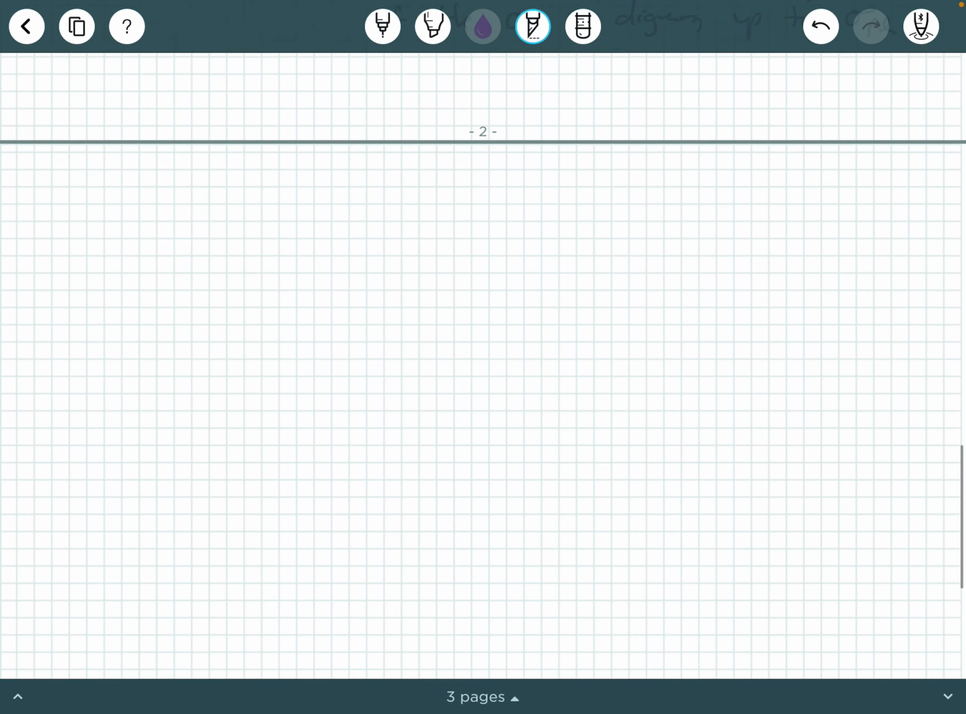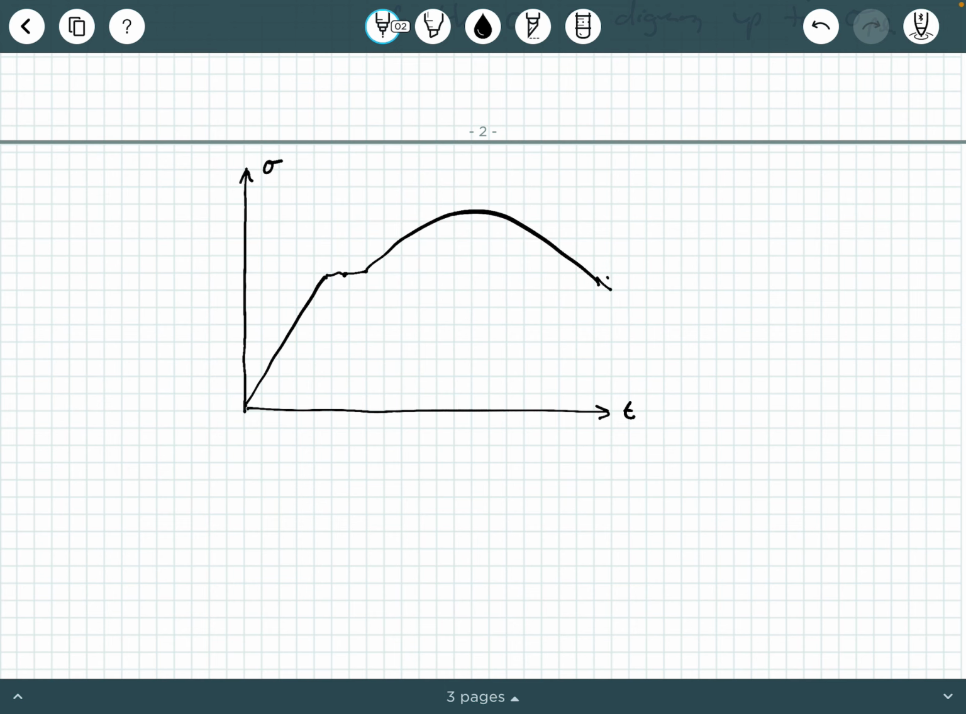Another important property, and this is going to be the last one we talk about in this video. By the way, this is not all the properties we get from the stress strain diagram. I'm just hitting the highlights. But another important property that we can obtain from a stress strain diagram is what's called the modulus of toughness. So again, I'm going to resketch this stress strain diagram, and we're going to talk about this modulus of toughness.